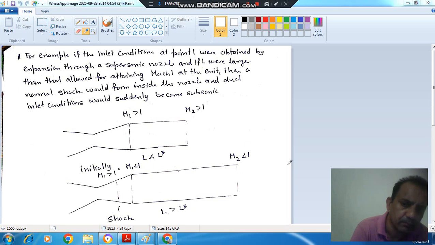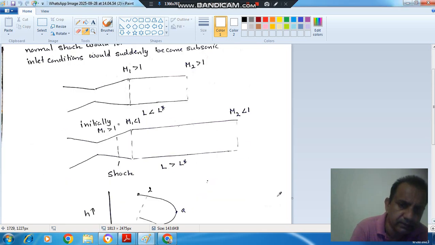M1 will be greater than 1, but M2 will be less than M1. But if this length is larger than the critical length, then again the same way the shock will appear in the nozzle and will make the flow at point 1 sonic, and then the sonic condition will prevail in the pipe due to friction. Initially the Mach number was more than 1, supersonic. Now if the length is made larger, then the shock will occur here in the nozzle, and this will make the flow sonic, and here the flow will also be sonic, and then the new conditions will develop.